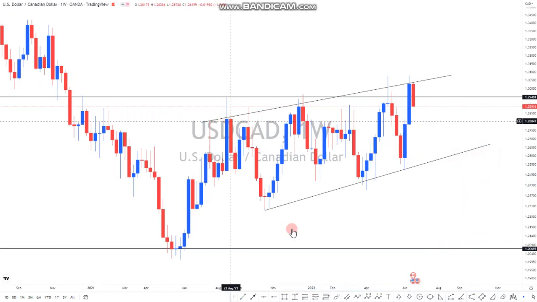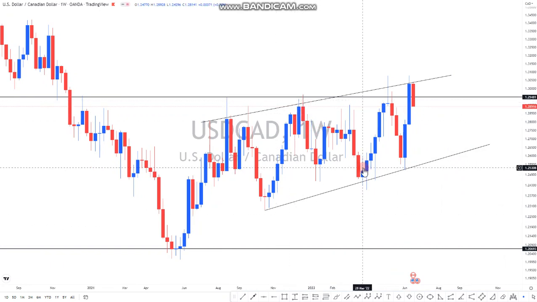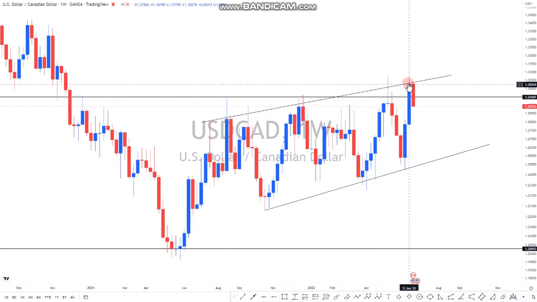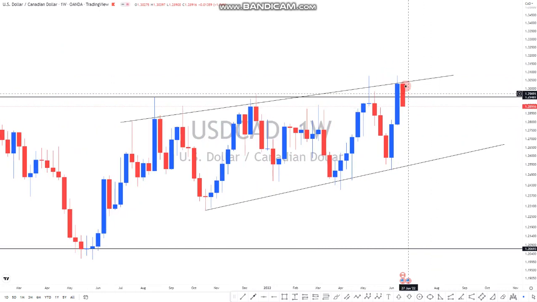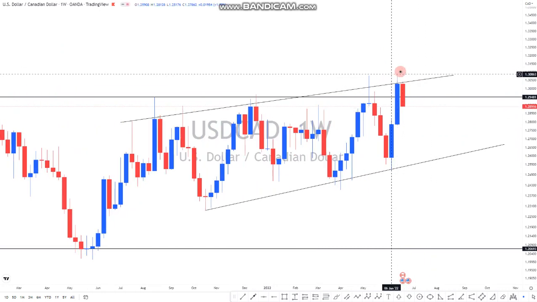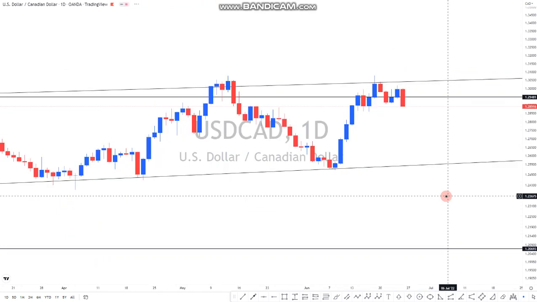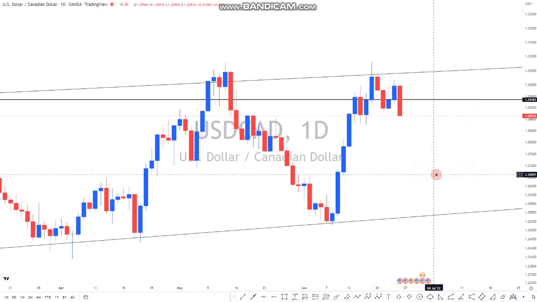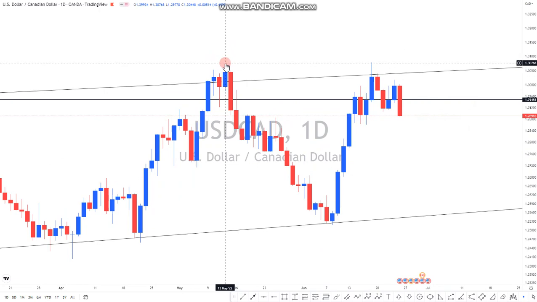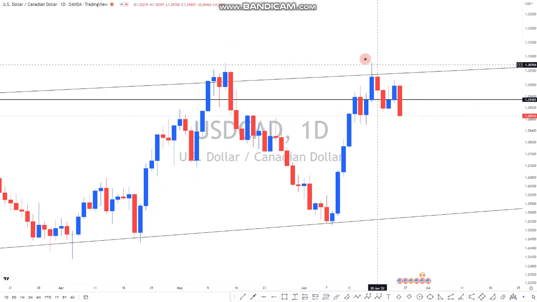So higher high to higher low, higher high to higher low, higher high to higher low, but failure to create new higher high around this area here. So let's dig into the daily time frame. We're gonna see what was happening. We see this was the previous higher high and market failed to create new higher high. So it's kind of a double top around this area.